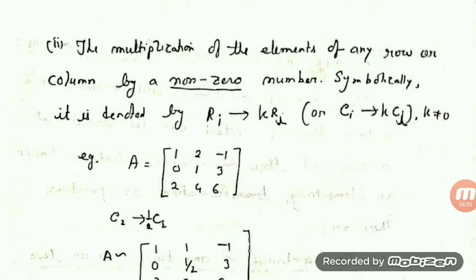And it is symbolically written this way. Ri: suppose the ith row I want to change, you can multiply by k into ri.